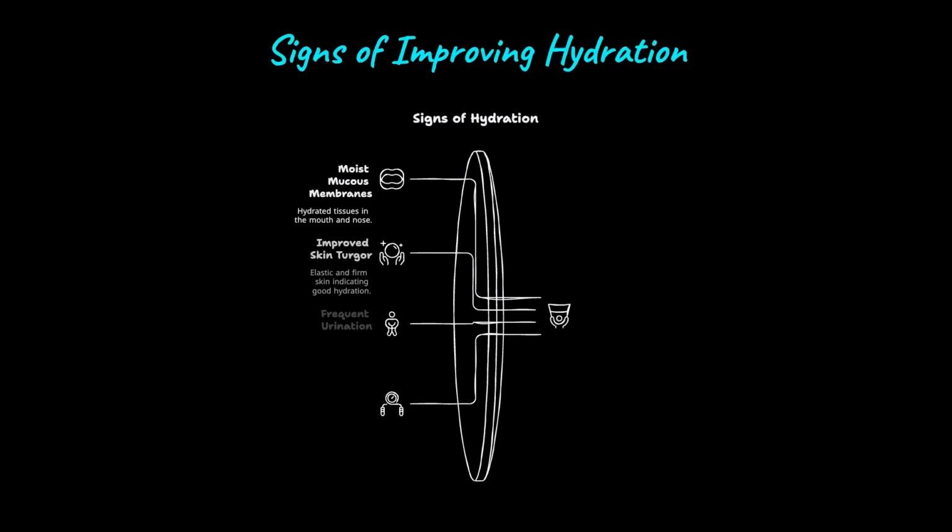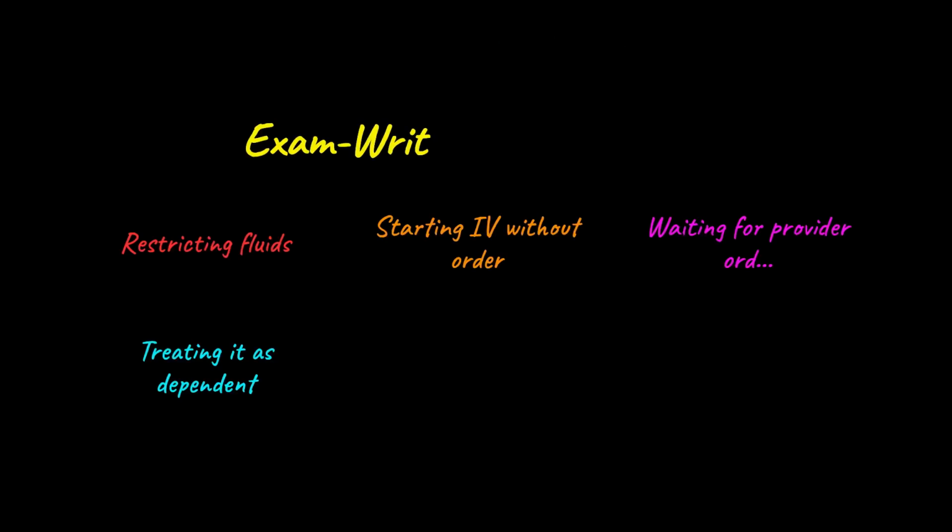As the nurse offers small, frequent sips of water, broth, or oral rehydration solution, she watches for improvement: moister mucous membranes, better skin turgor, more frequent urination, and improved blood pressure. Urine output remains one of the most reliable measures of fluid status, so intake and output are both tracked closely.